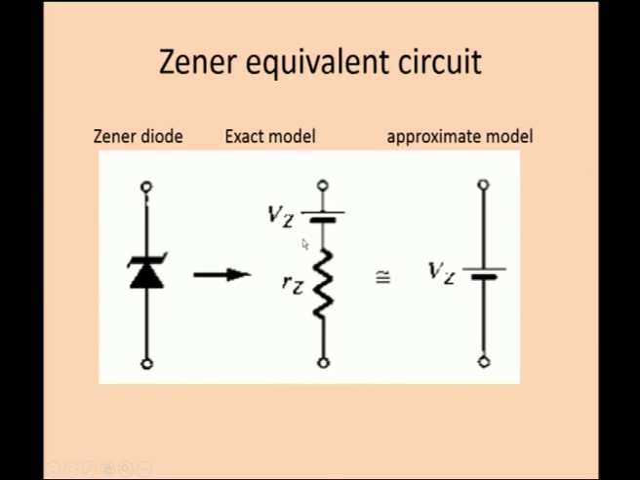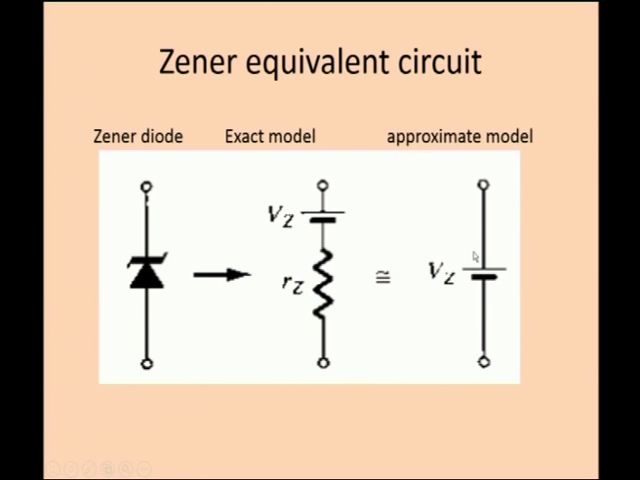The exact model of the Zener diode has a polarity VZ voltage, and it has an internal resistance RZ, and this is approximately, we can take it as VZ only. We have neglected the effect of RZ here, and this is said to be the approximate model. Why is it so? Because if the exact model is replaced for the Zener diode in any circuit, the external resistances may be higher than this internal resistance of the Zener diode. So this effect is negligible, and so we have neglected it in the approximate model.